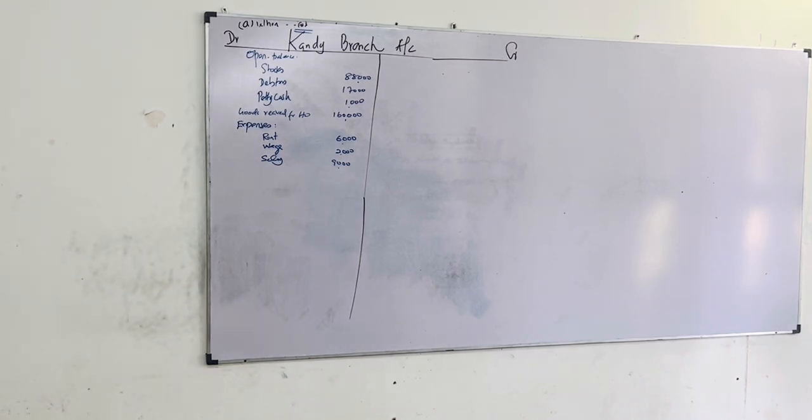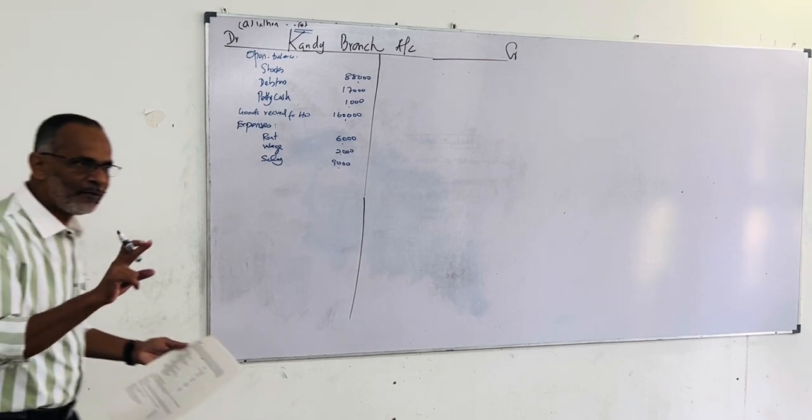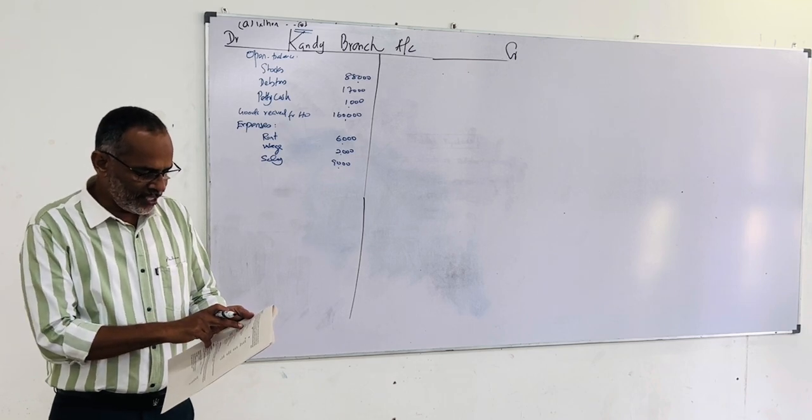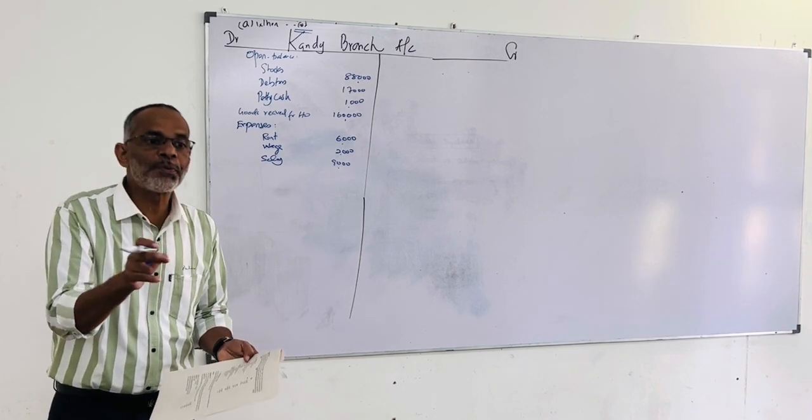First line saying, all the expenses will be borne by the HO. Same principle applied. Rent 6,000, wages 2,000, salary 9,000, paid by the HO on behalf of the branch. Okay. Remittance made to HO. Look at by to, you have to understand the proposition. I already told you, goods sent to branch.